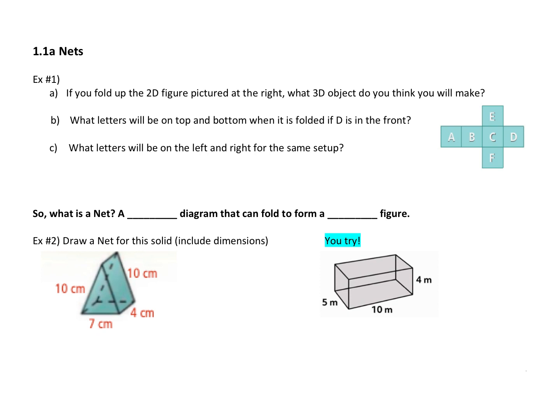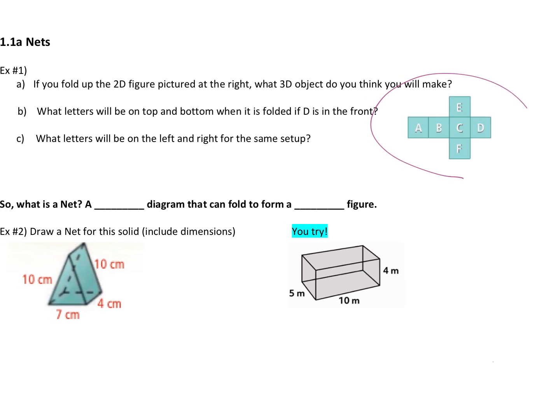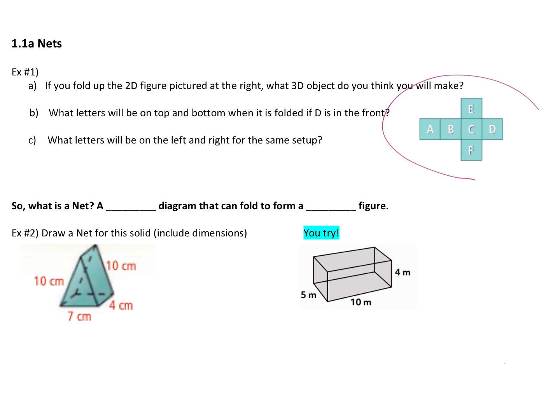I love that. Okay, so it says here, this first example, if you fold up the two-dimensional figure at the right, so look at that beautiful, this guy right here. If you fold that up, what three-dimensional object is it going to make? A box. Does anyone know a more specific, maybe a more mathematical term? A cube. It would make a cube, right? A cube has 6 sides that are all the same, okay? So that's your first note taking. It is a cube. Okay?